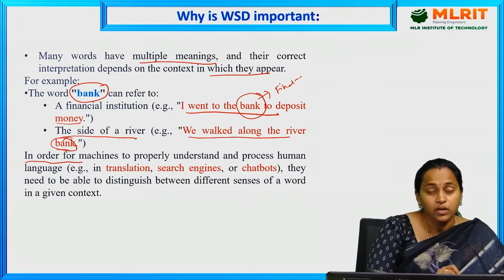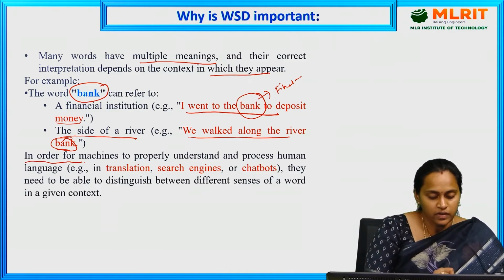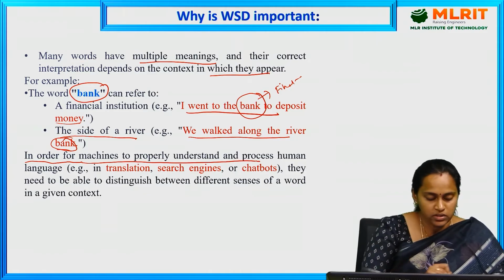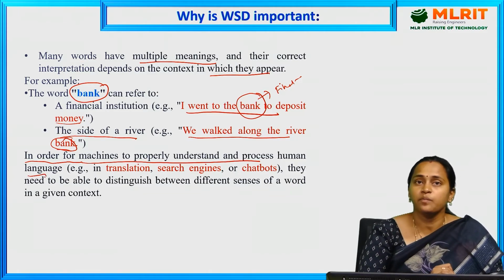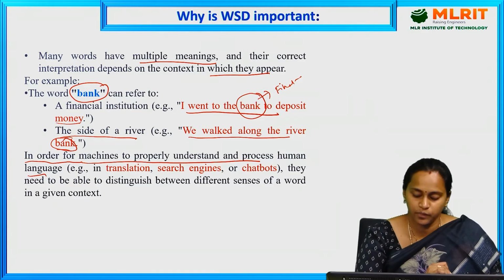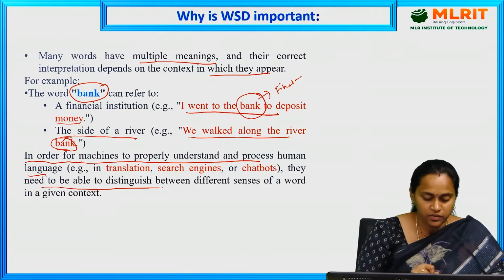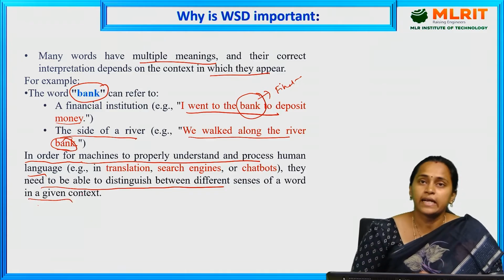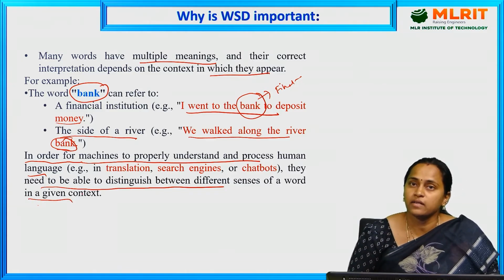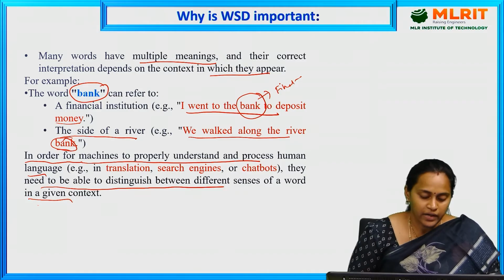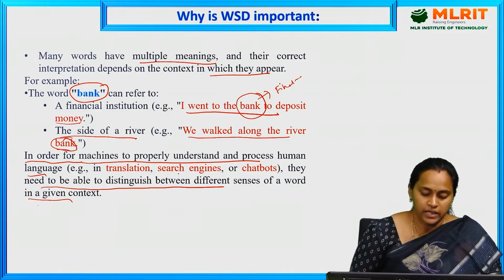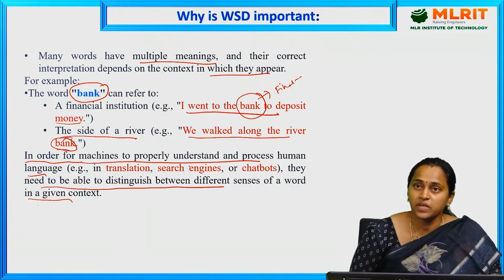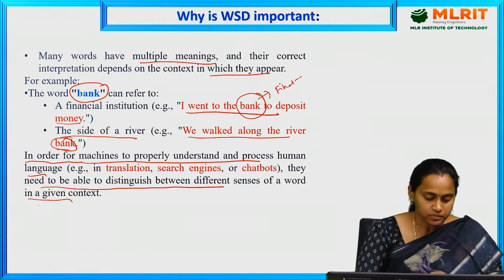In WSD, in order for machines to properly process and understand human language, some examples being translation, search engines and chatbots, they need to be able to distinguish between the different senses of a word in a given context. By using the translation mechanism, search engine mechanism and chatbot mechanism, we can find out which type of word it is. That means we have to find the surrounding of the text.